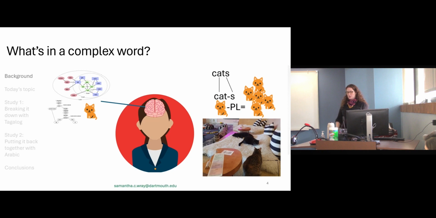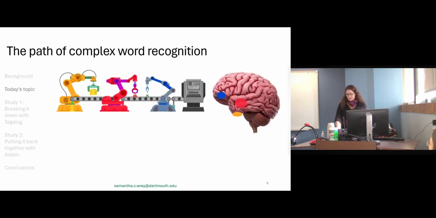So how do we do this? How do we take a complex word, break it down into its constituent morphemes, access those meanings, and then recombine it for the full holistic meanings? So here's the kind of pipeline I'm going to be talking about today. And there's many other stages we can look at along the way, but here's the three main ones I'm interested in.